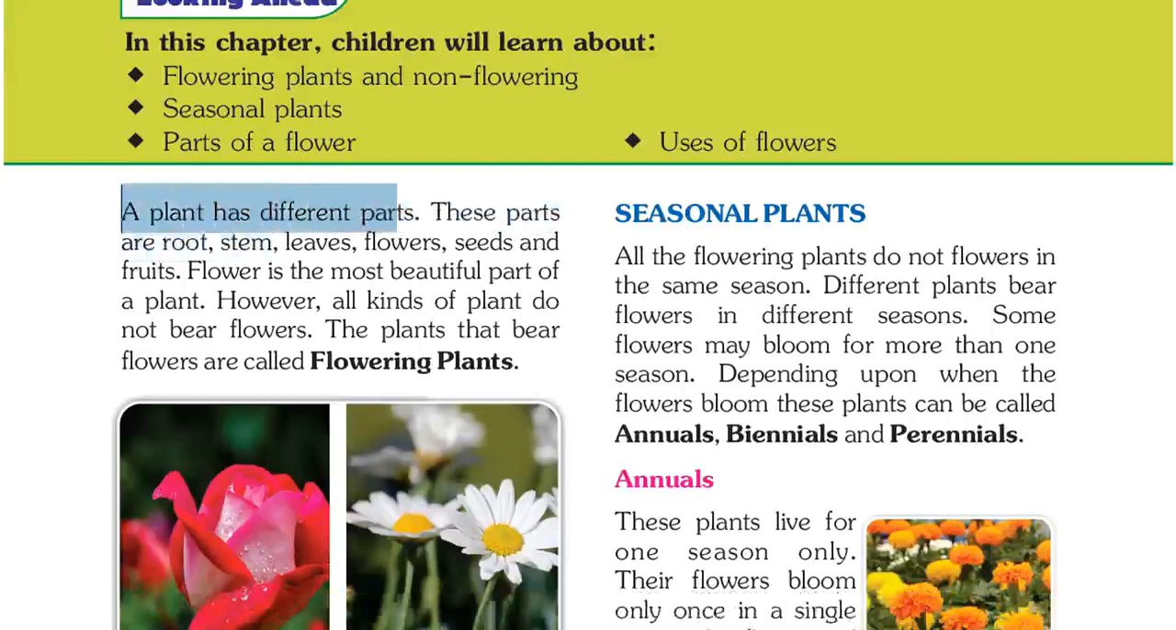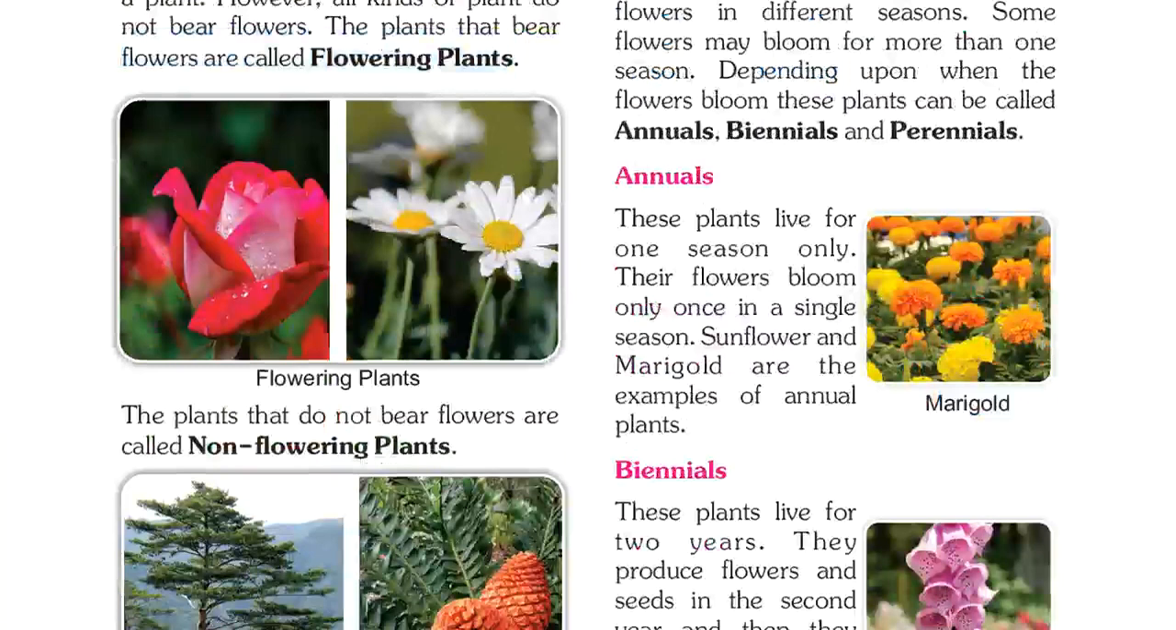A plant has different parts. These parts are root, stem, leaves, flowers, seeds and fruits. Flower is the most beautiful part of a plant. However, all kinds of plants do not bear flowers. The plants that bear flowers are called flowering plants. The plants that do not bear flowers are called non-flowering plants.